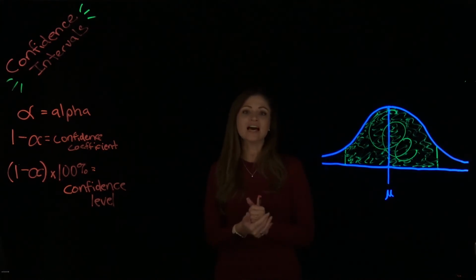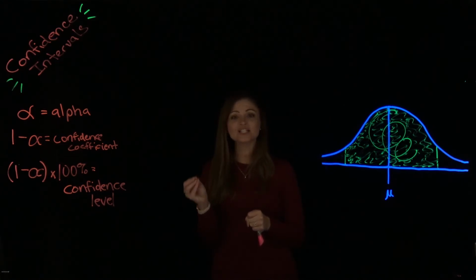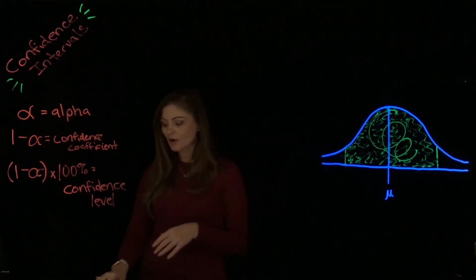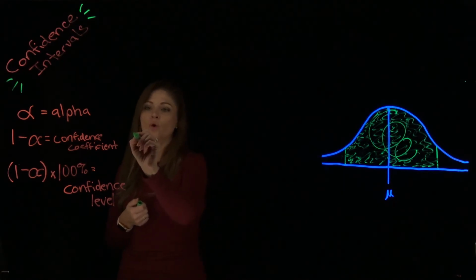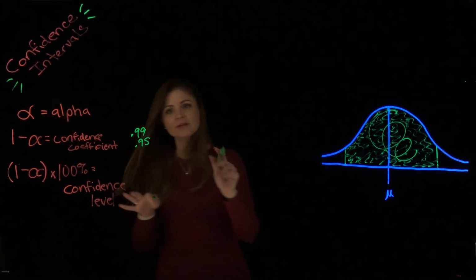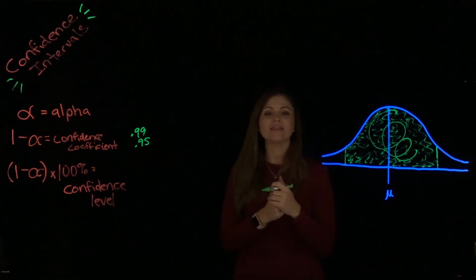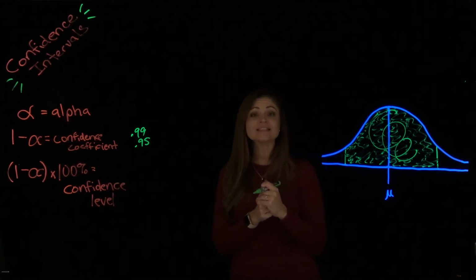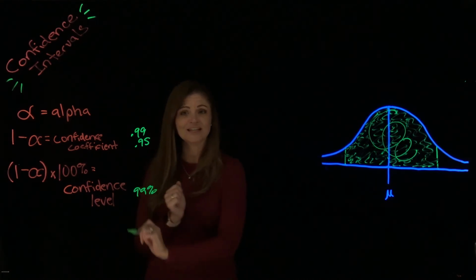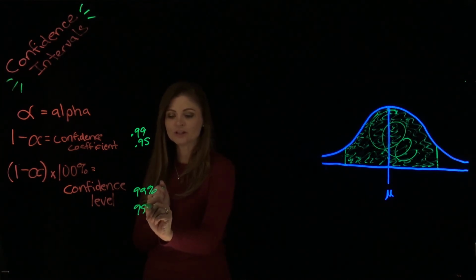We're 95% confident. Our confidence coefficient is typically denoted to 2 decimal points. So we very often see it as 0.99 or 0.95 or something like that. And then if we multiply that by 100% to get our confidence level, then we refer to it as 99% confident or 95% confident.